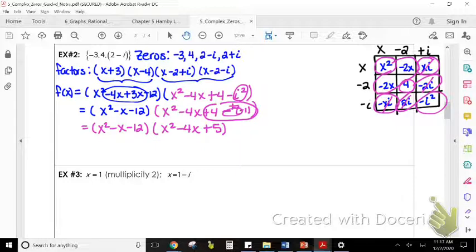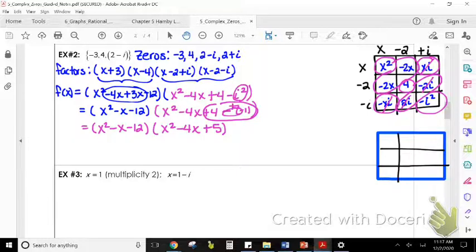Now we got to multiply these 2. And again, this is going to be 3 terms times 3 terms. So I'm going to come over here and get me a box. All right, I hit something, sorry. So my box here, I'm going to have it 3 terms times 3 terms. So I need a 3 by 3. It's going to be the x squared minus x minus 12 times the x squared minus 4x plus 5.